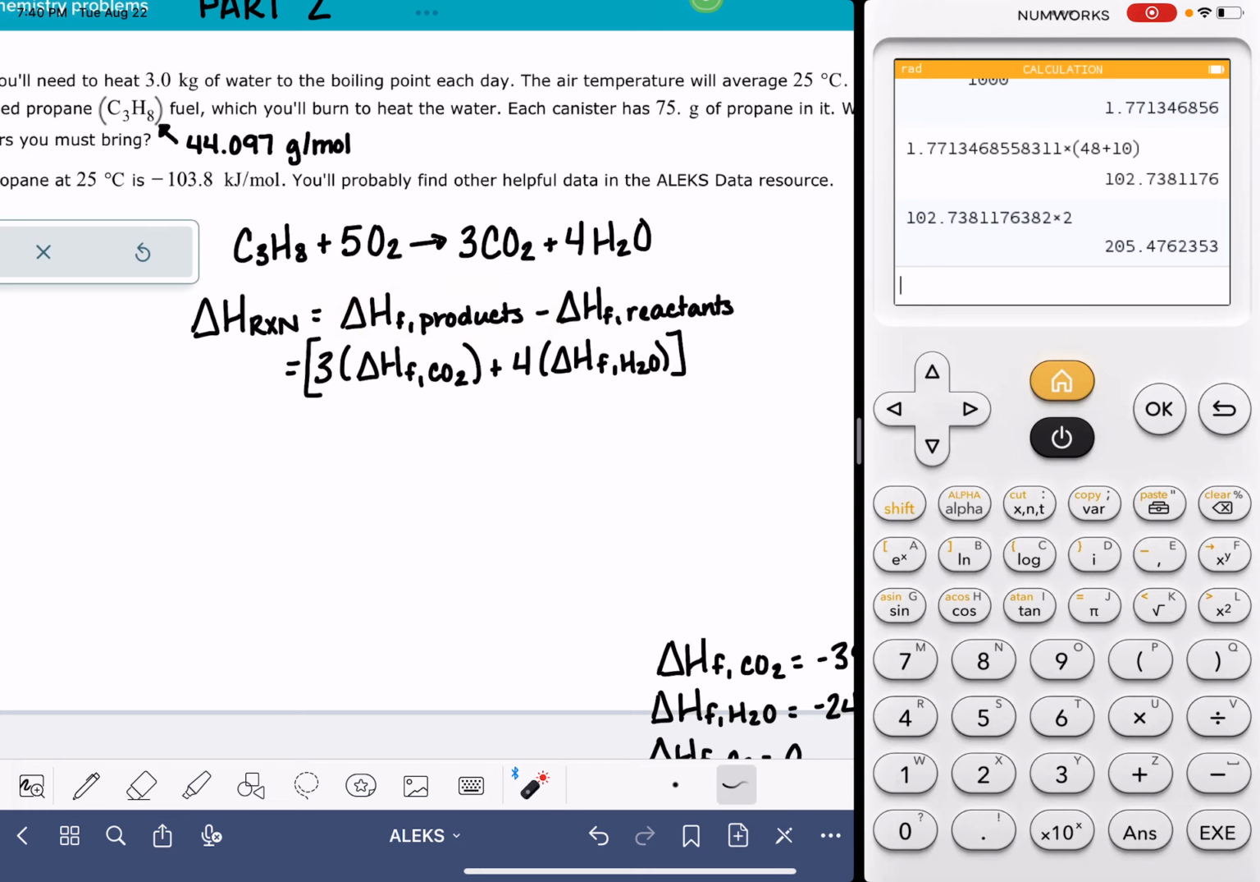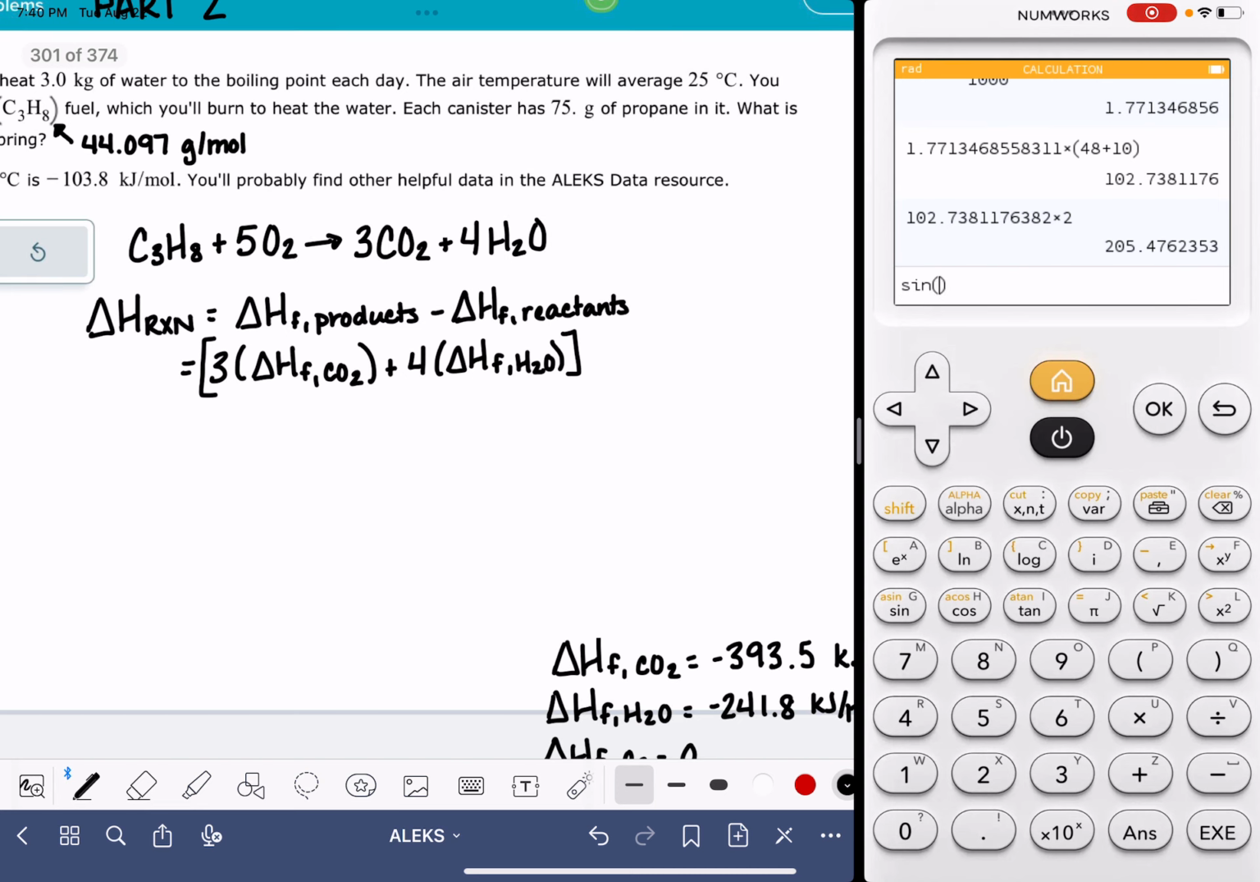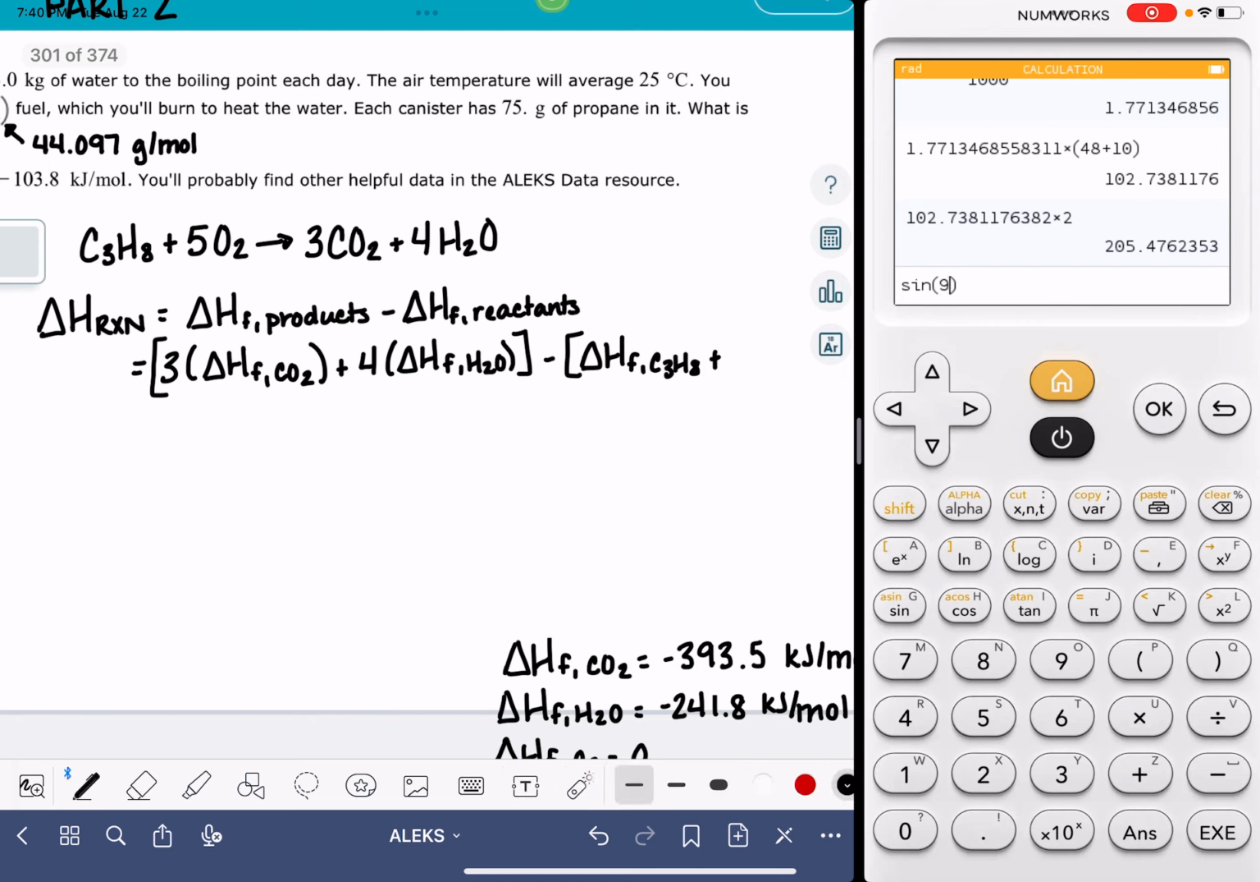And then from that, we're going to subtract the enthalpy of formation for all of our reactants. First, we have our C3H8. There's only one of them, C3H8. And then our other reactant, we have 5 of those O2 molecules. So 5 times the enthalpy of formation for O2.